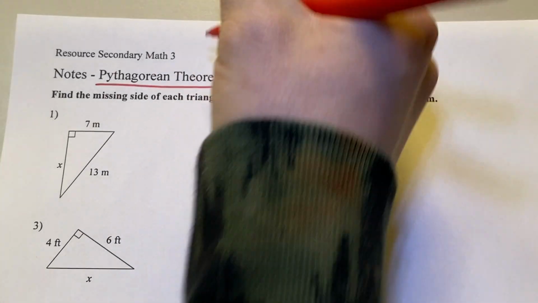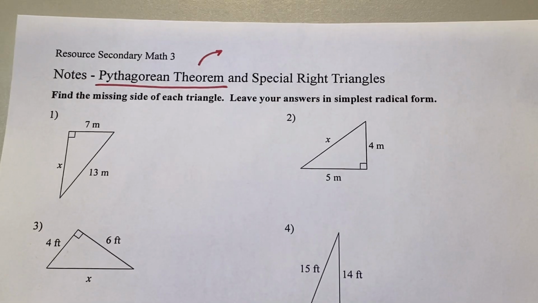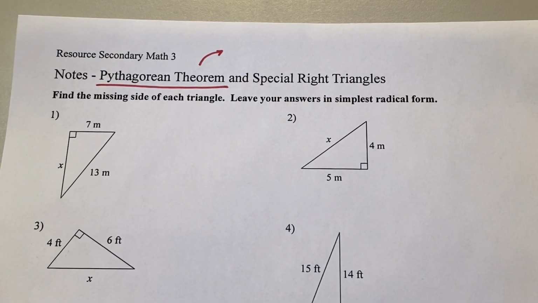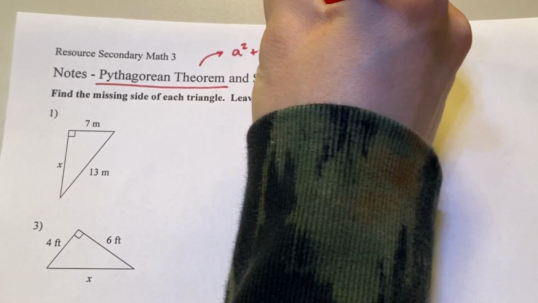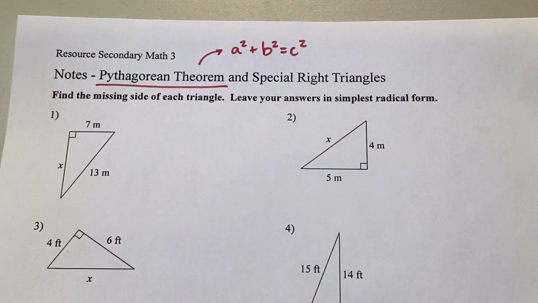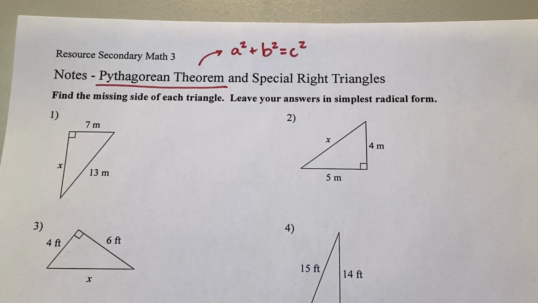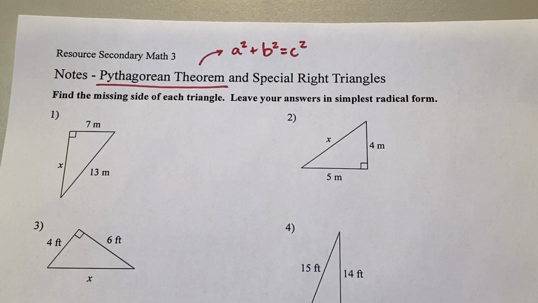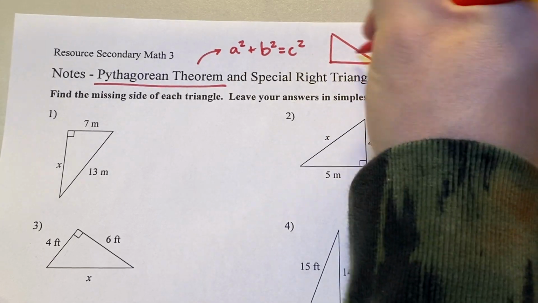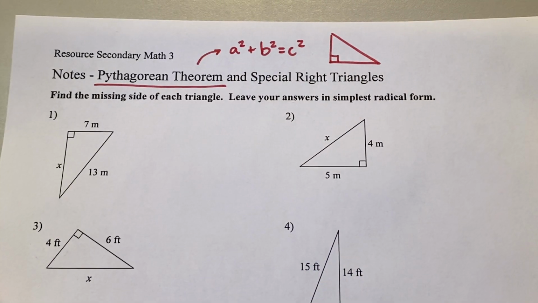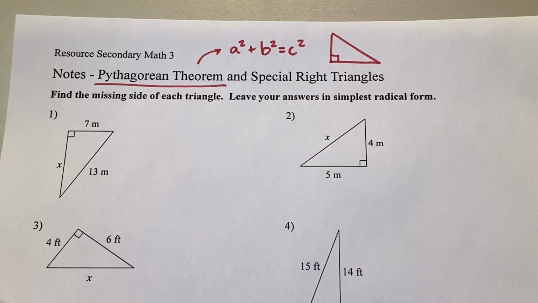I'm going to write it up here. What is it, Jameson? A squared plus B squared equals C squared. But let's provide some context. What in the world is it even talking about? We use the Pythagorean theorem when we're trying to find missing sides of right triangles. The Pythagorean theorem works for right triangles.